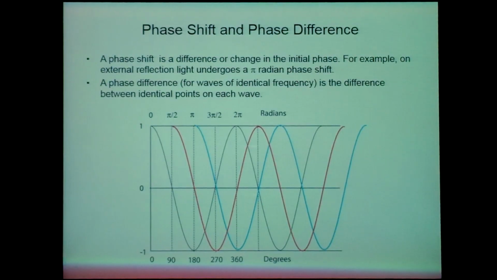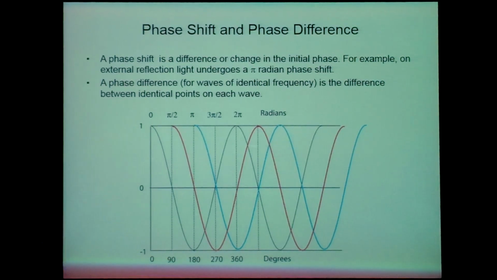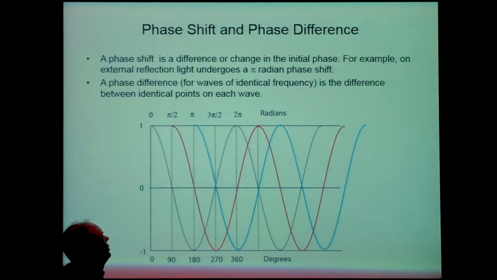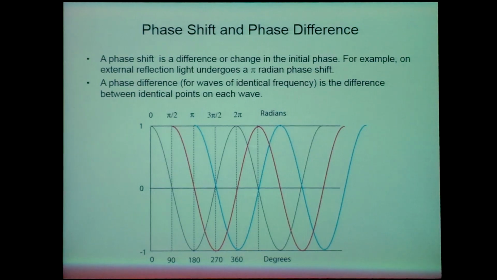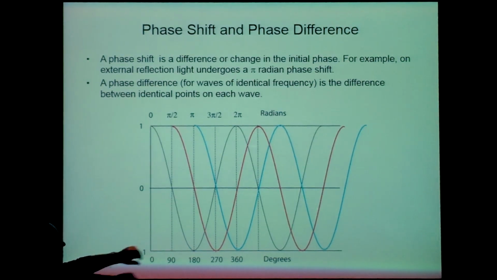Now, in this particular case, I've got 3 different waves: this black wave, the red wave, and the blue wave. What we've done is change the phase of the red wave by pi over 2 radians, and when you do that, you move it across here. Now, if we change the phase by pi radians, you get the blue wave.